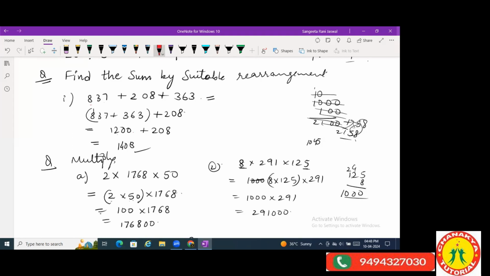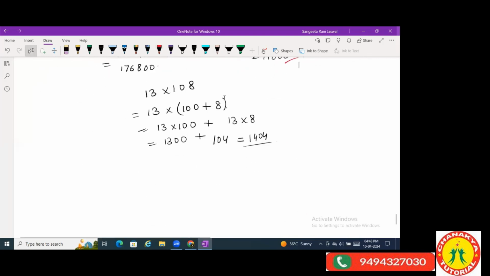Like here also, 125 multiplied with 8, when I multiplied this with 8, I got 1000. So multiplying by 1000 is easy, right? So that is suitable rearrangement. Whichever way suits us, we do that. This was your question, you were saying the 13 into 108. So instead of taking 10 plus 3, it's better to take 100 plus 8. Right?